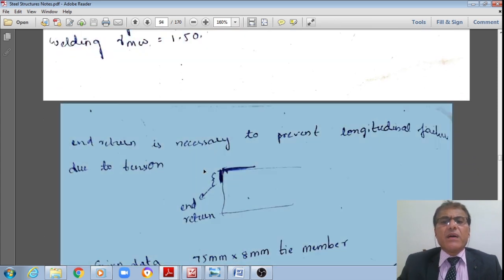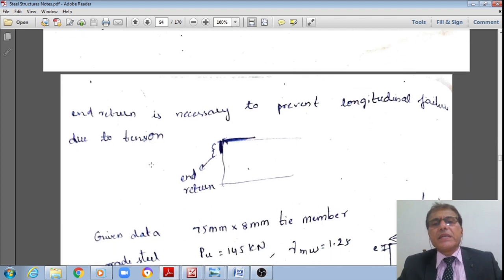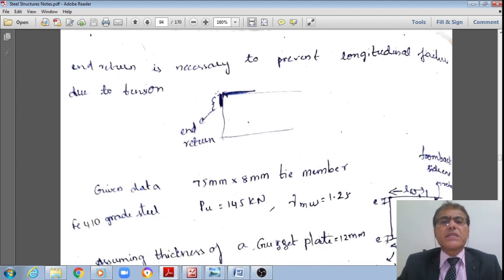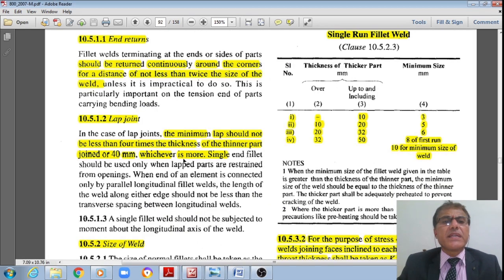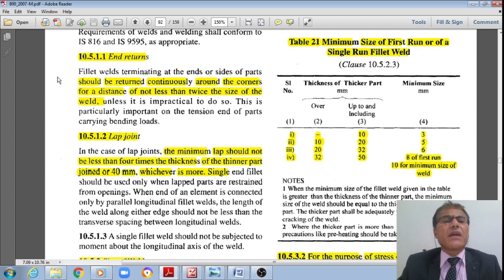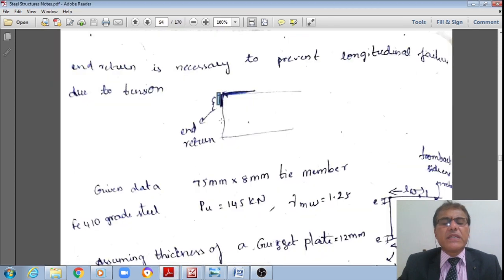Now let us see. Obviously, we need to provide the end returns to prevent the failure in the tension zone, to a distance of 2s as per the code. And that we all saw the other day, as per the IS 800, clause 10.5.1, end returns not less than twice the size of the weld. Now that we'll see during the problem. That is how the end return works.